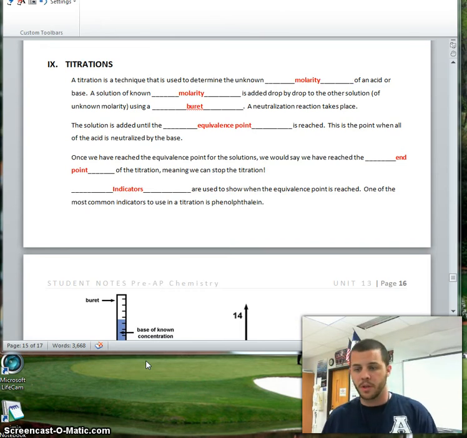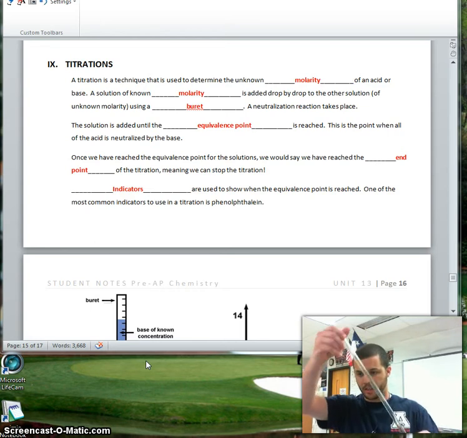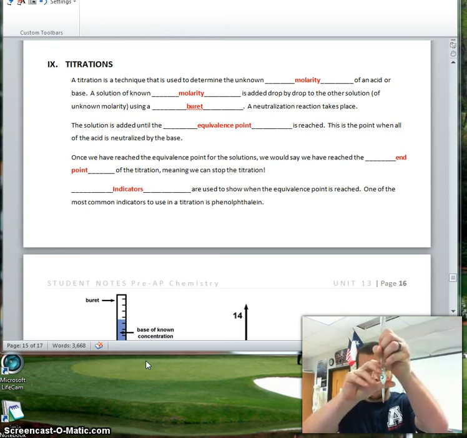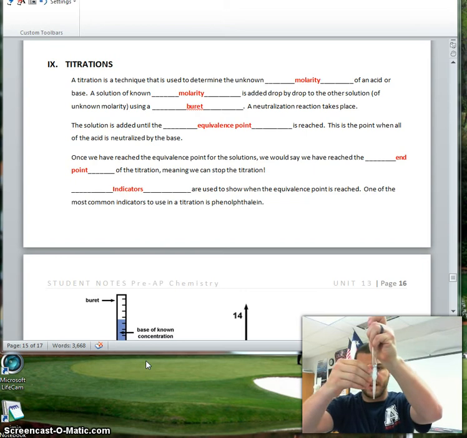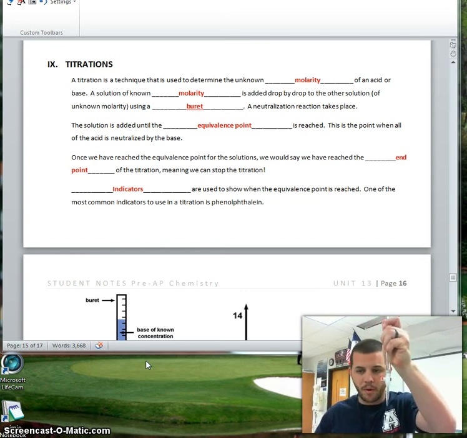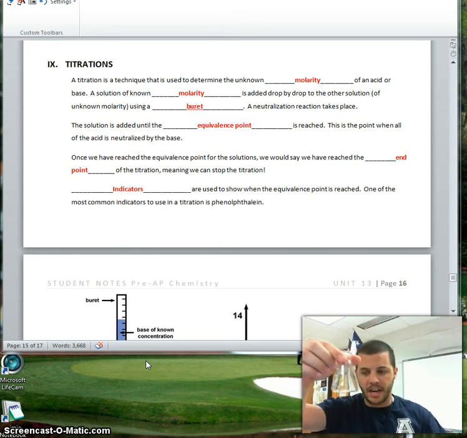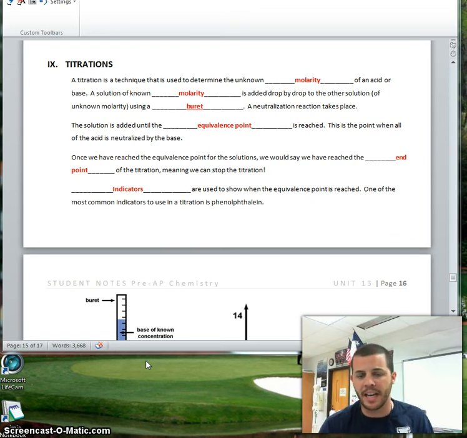So what we're going to use is a burette, which is one of these long glass tubes, okay? And it's got a little stopcock on the end, and when you turn that, it's going to let liquid come out. So I would have an acid in my Erlenmeyer flask, and it's going to have an unknown molarity. I'm going to know the volume because I can measure it in a graduated cylinder or something like that, but I'm not going to know the molarity.